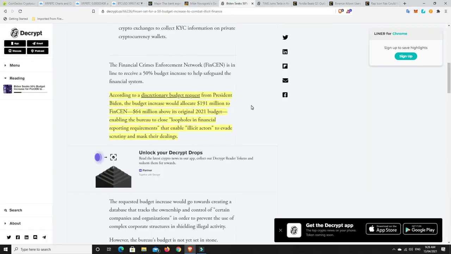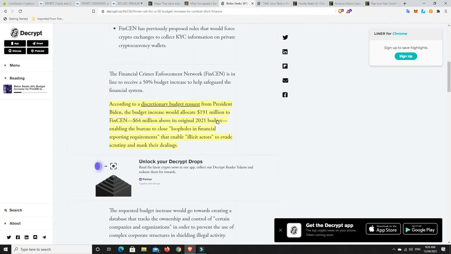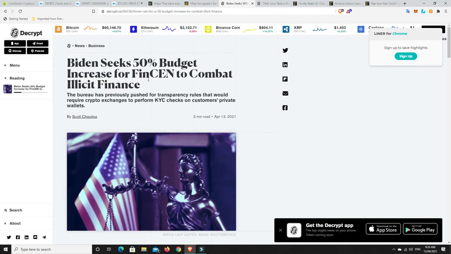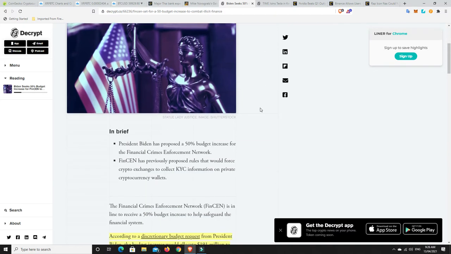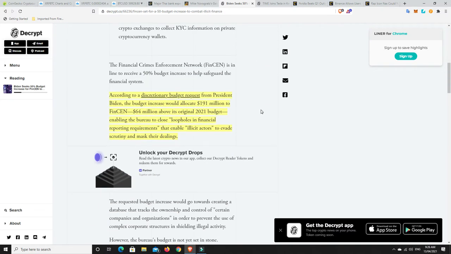Joe Biden. So he's asked for some more money to be put into FinCEN, and it's to combat illegal finances. So it's really stepping up KYC and all the rest of it, which again, I'm not completely opposed to, just as long as they don't over-regulate it. So according to a discretionary budget request from President Biden, the budget increase would allocate $191 million to FinCEN. That's $64 million above its original 2021 budget, enabling the Bureau to close the loopholes in financial reporting requirements that enable illicit actors to evade scrutiny and mask their dealings.